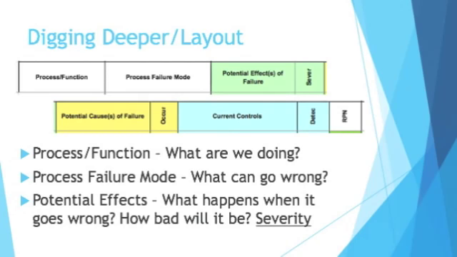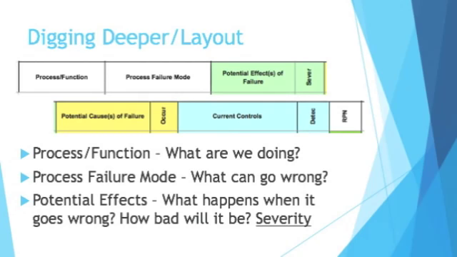So the first thing you'll see on an FMEA is the process and function. So what are you doing? Are you pressing something? Are you welding something? Are you screwing a bolt into place? And then, of course, the next important thing is the process failure mode. So what goes wrong in the process? How does it fail?